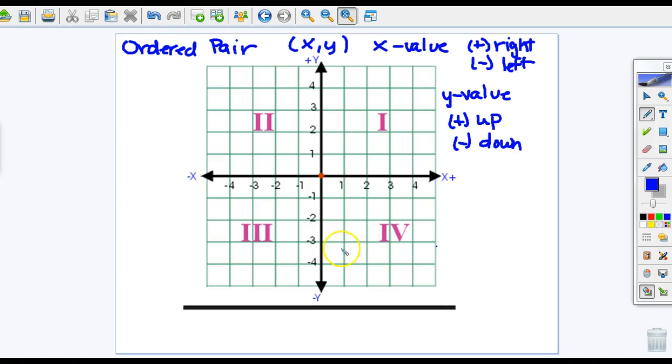All right? For example, let's say I have an ordered pair that says negative 3, 2. I'm going to start at my point of origin, and I'm going to move, x is negative, so I'm going to move left 3 places. 1, 2, 3, and my y is positive, so I'm going to go up 1, 2, and this here would be point negative 3, comma 2.